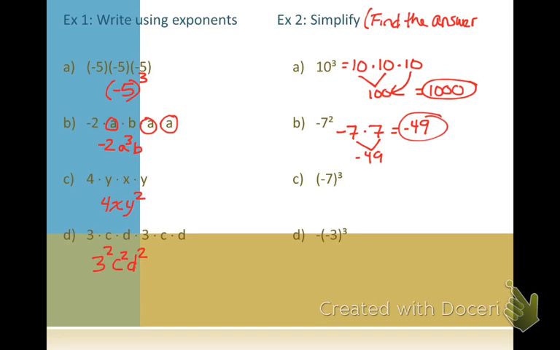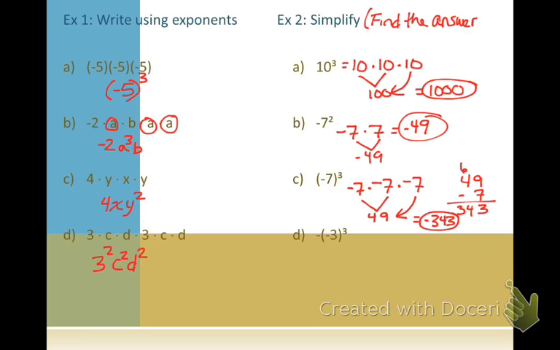C. This time you have parentheses. So this time it's going to go -7 times -7 times -7. So we have -7 times -7, that's a positive 49, times a -7. Most of us can't do that in our heads. So I did the math and it's 343. But notice that's a -7 and that's a positive 49, so it's going to be -343.